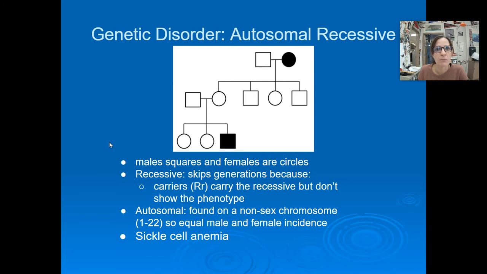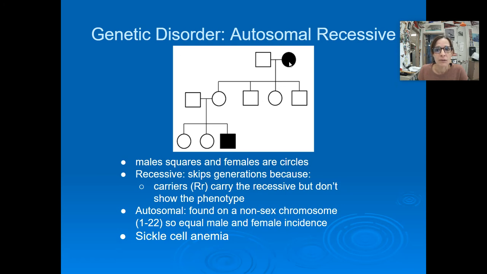Okay, so we're going to talk about genetic disorders first and the different types of inheritance. So you're probably going to want to draw the pedigree and then write down these patterns. Okay, so just to review on pedigrees, males are squares and females are circles. And if you're shaded in, then that means you have whatever the trait is you're talking about. For this one, it's recessive.